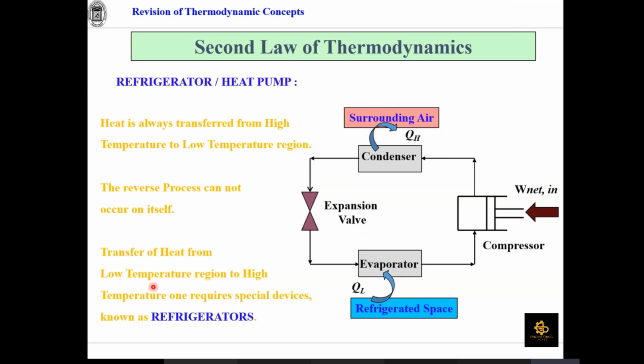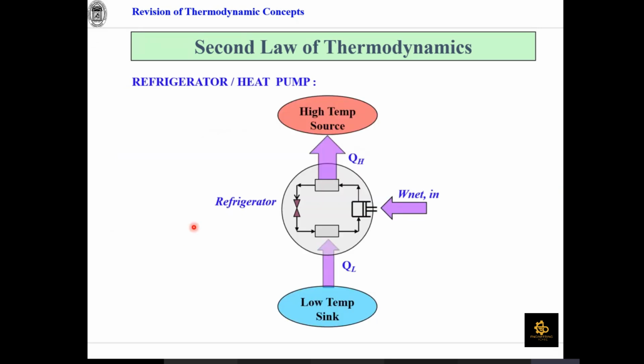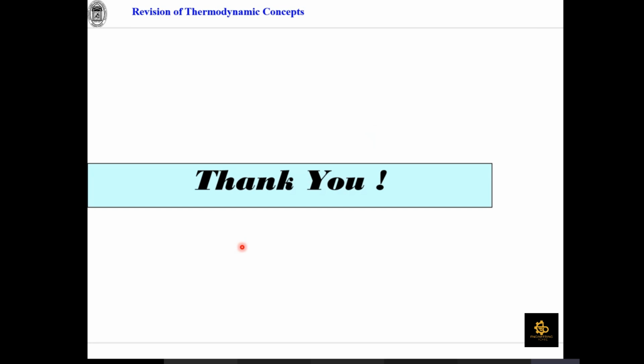Right now you just need to know how a refrigerator system looks when we draw and analyze our thermodynamic system. These are the four main components of refrigerators and heat pumps: condenser, compressor, evaporator, and expansion valve. Similarly, as we drew the schematic of the internal combustion engine, we can develop a schematic of the refrigerator in the same way. So this is your thermodynamics revision.